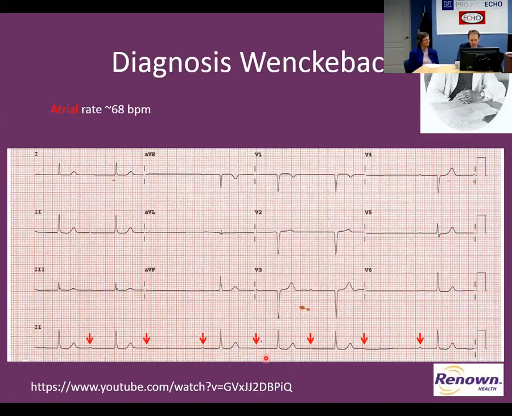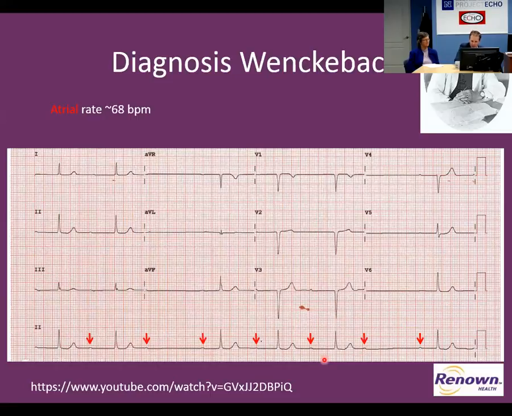Second degree type 1. So the PR gets longer, drops, and then it's short again. So when you look at Wenckebach, you should always check, because if it's second degree type 2, the PR interval will not change. But in second degree type 1 Wenckebach, the PR interval does prolong and then drop.